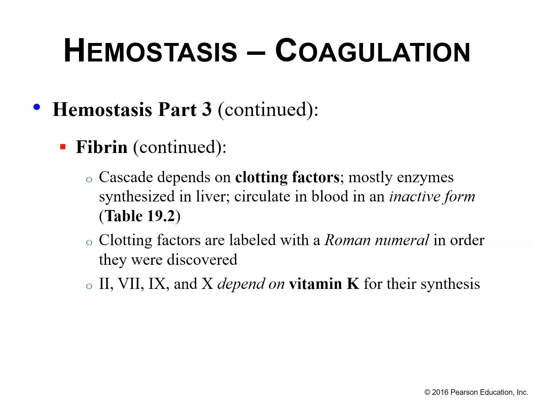So factor 2, 7, 9, and 10. Those are all dependent on vitamin K for their synthesis. And that's the reason vitamin K is important for controlling bleeding. A lot of times surgeons will give an injection of vitamin K to their patients prior to surgery, especially when they have to do general surgery or when they expect a little bit of blood loss. So 2, 7, 9, and 10 are the vitamin K dependent clotting factors.